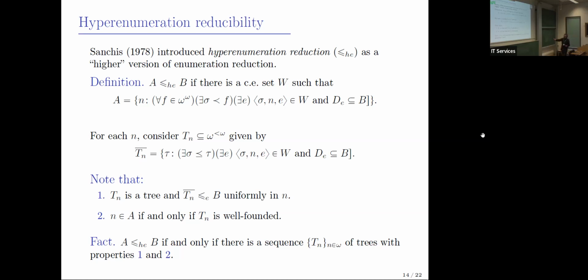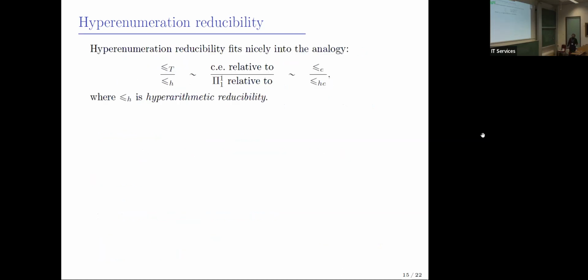And you can see, because this is all about well-foundedness now, why this is a higher version of something. Enumeration reducibility, maybe? I don't know. Maybe. It does seem to fit pretty nicely into the analogy between Turing reduction, CE relative to, and enumeration reduction on the one hand, hyperarithmetic reducibility, pi11 relative to, and hyperenumeration reduction on the other hand. There's a pretty good analogy.